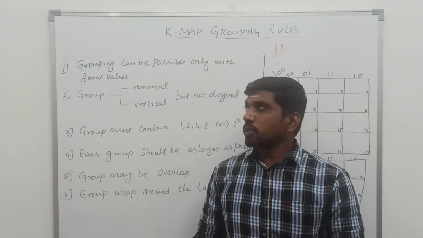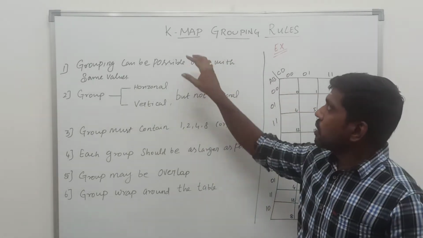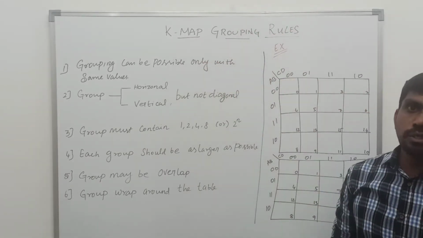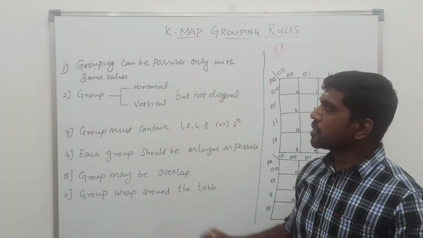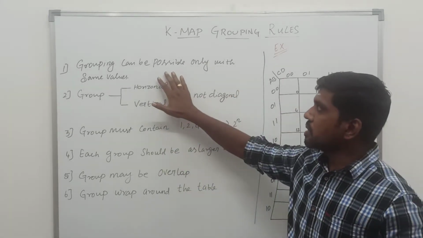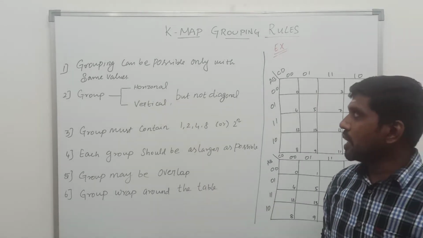Today's session we are going to discuss K-map grouping rules. If you want to solve a K-map problem, you can follow some rules. Here I am writing the 6 rules to follow for the K-map. The first rule says grouping can be possible only with the same values.